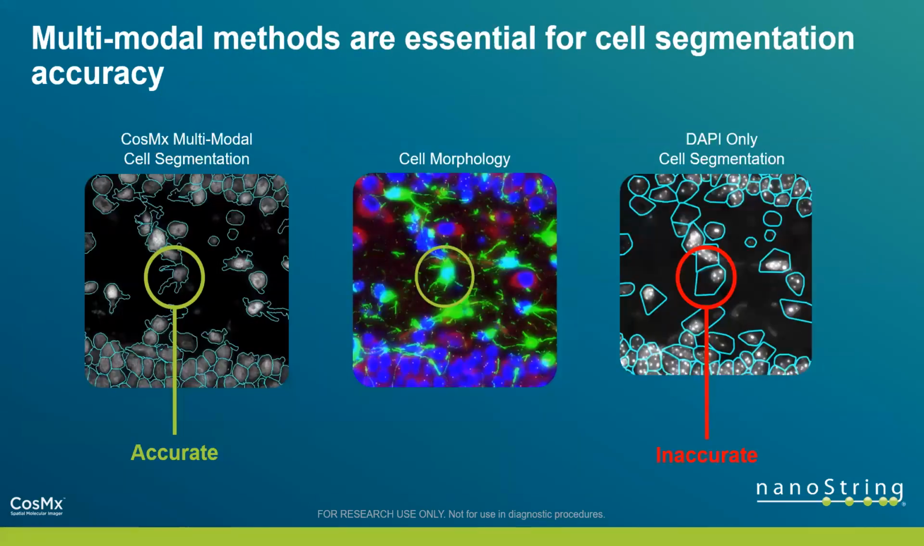analysis. So what CosMx is able to provide is a multimodal cell segmentation strategy, utilizing cell morphology and not just relying on DAPI-only cell segmentation. With just a DAPI expansion, you're prone to having transcript misassignment, and that can impact your data sets.